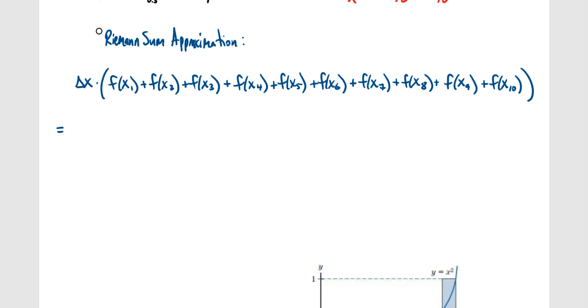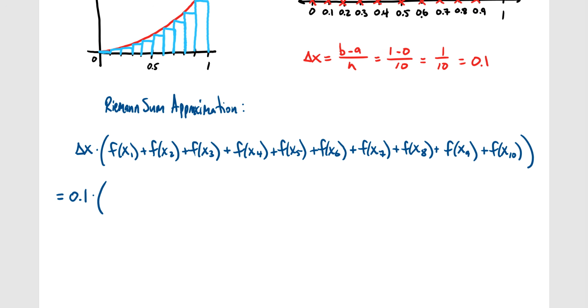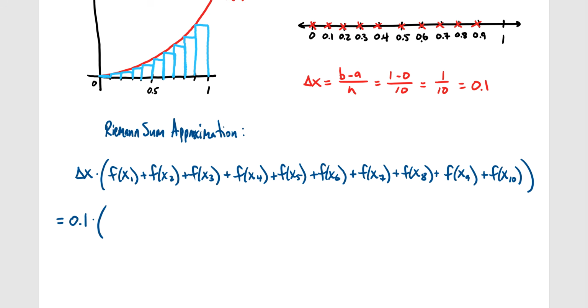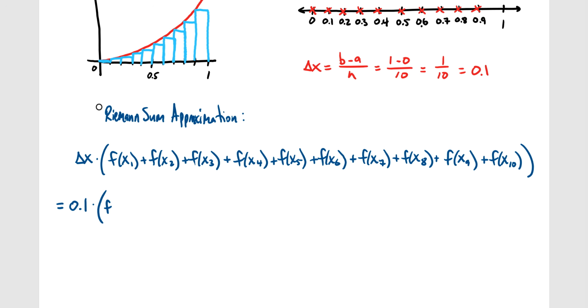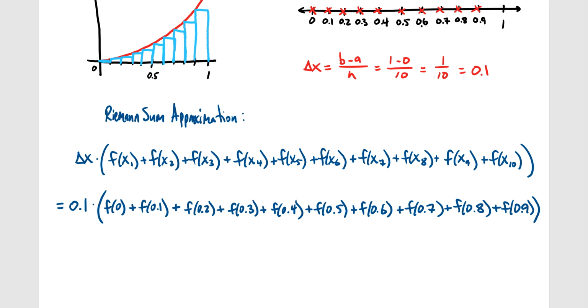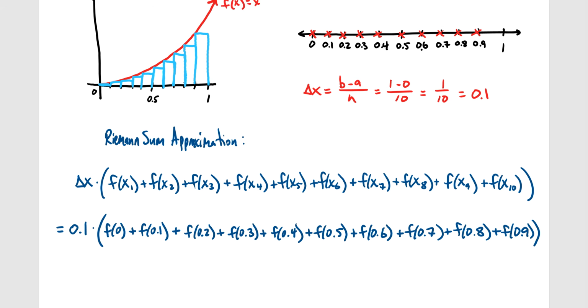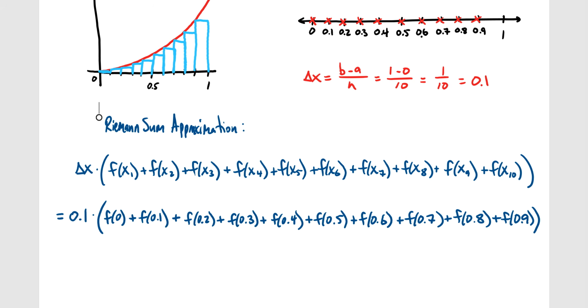So delta x was 0.1. And now f of x1 was 0. f of x2 was 0.1. And it goes all the way up to f of 0.9. Remember, we're doing left endpoints, so the rightmost endpoint does not get a function value here.